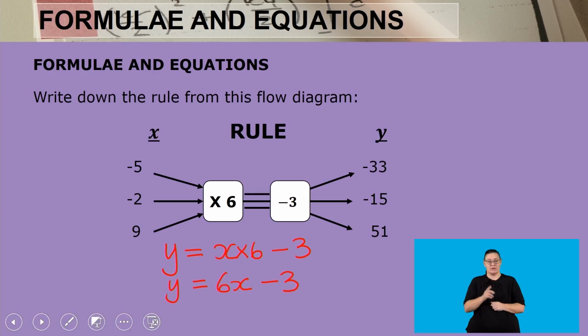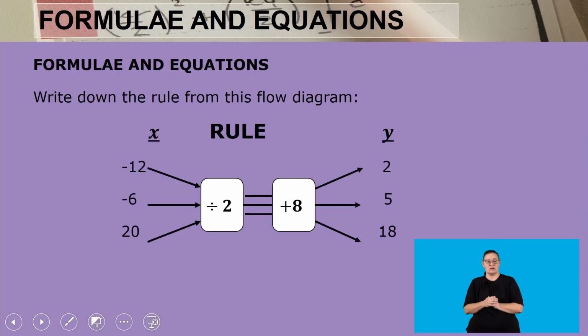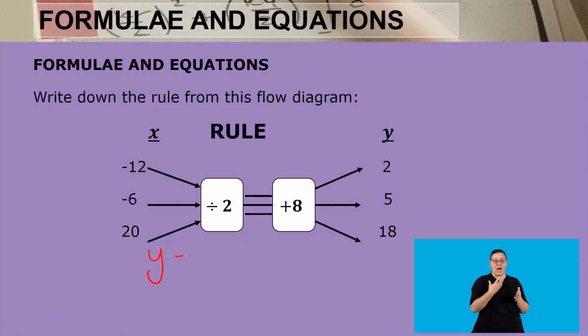Let's look at this last one here. How did we get the output values here? Well, for starters, we took the input values and we divided them by 2. So we took the input values, which are represented by x, and we divided them by 2. And after we divided them by 2, that quotient we took and we added our 8 there. So that would be the formula for this flow diagram.